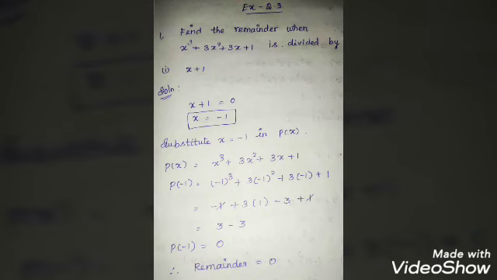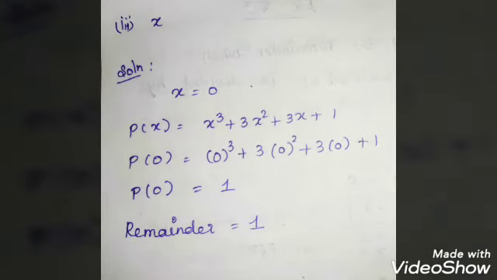What is your p of x? X cube plus 3x square plus 3x plus 1. Substitute x is equal to minus 1. So minus 1 the whole cube plus 3 into minus 1 the whole square plus 3 into minus 1 plus 1. So finally minus 1 and plus 1 gets cancelled. 3 minus 3. The p of minus 1 equal to 0. So the remainder is 0. This is the method to find out the remainder.